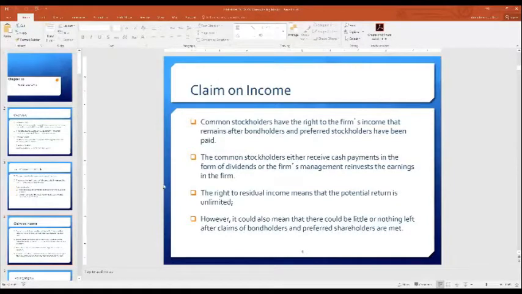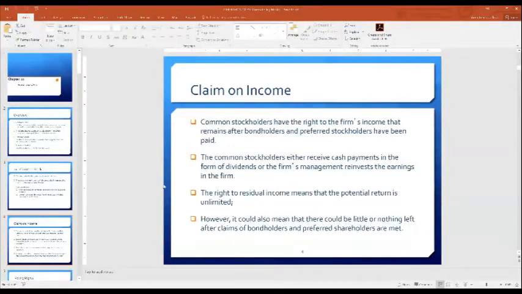And then, it could also mean that there could be a little or nothing left after claims of bondholders and preferred shareholders are met. So this is completely different. For example, they wanted to close the company now. And then, obviously, all the income, all the assets of the company will be divided to the bondholders and the preferred shareholders. So, kanina, an example natin si Georgette, so 50% of the stocks meron siya. So, might as well, she will be the board of director. Kumbaga siya yung head, di ba? Or the managing director.